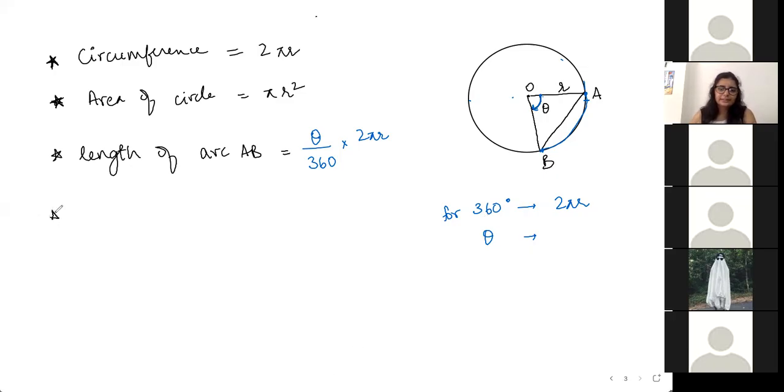Similarly, can you figure out the area of a sector? Again, we are considering the same sector between OA and OB. If we consider this sector, what would be its area? Can you figure out the formula?